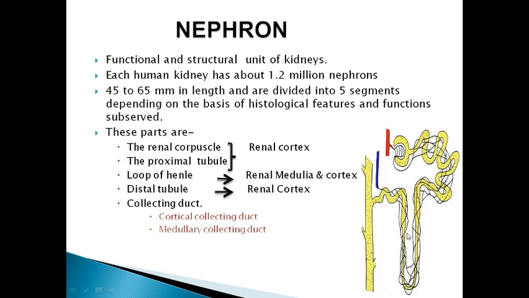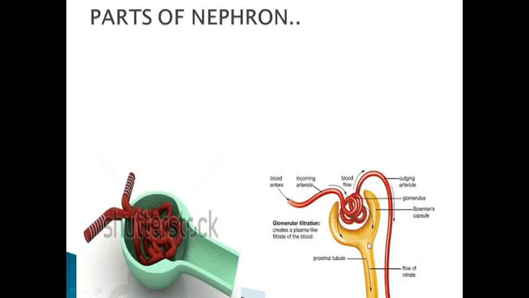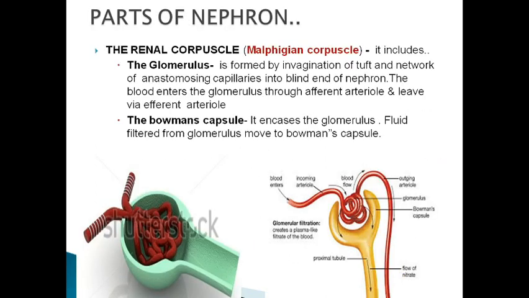This is the loop of Henle, leading to the distal tubule, and finally the collecting duct. Okay. Now talking about the renal corpuscle first, also known as the Malpighian corpuscle. It includes two important parts, the glomerulus and the Bowman's capsule.